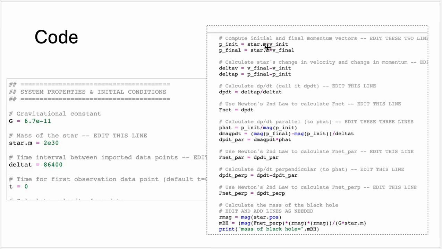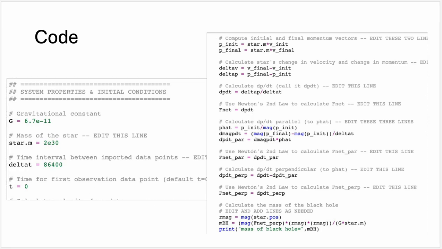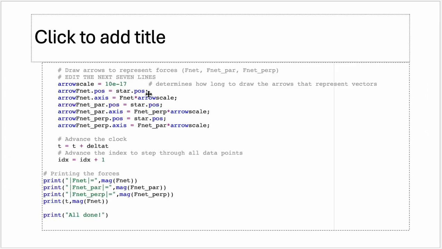These formulas are put in: momentum is m times v, and dp/dt, the change of momentum, is equal to F net. These are the perpendicular and parallel components of it. And here is the arrow scale showing the different components of F net, F perp, and F parallel.